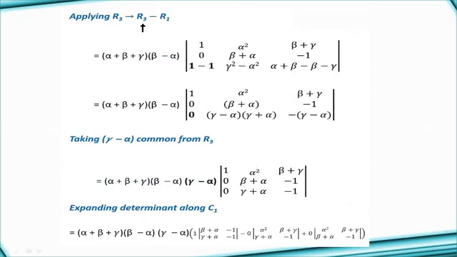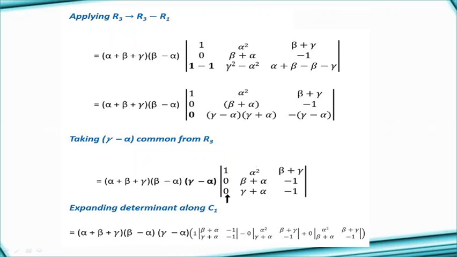Then R3 changes to R3 minus R1. Again same operation, 1 minus 1, it will be 0. Gamma square minus alpha square will be the identity, gamma minus alpha and gamma plus alpha. And here beta minus beta will be cancelled, alpha minus gamma, so we'll take minus common and gamma minus alpha. Now we can take gamma minus alpha common from R3. So it will be alpha plus gamma, beta minus alpha and gamma minus alpha.